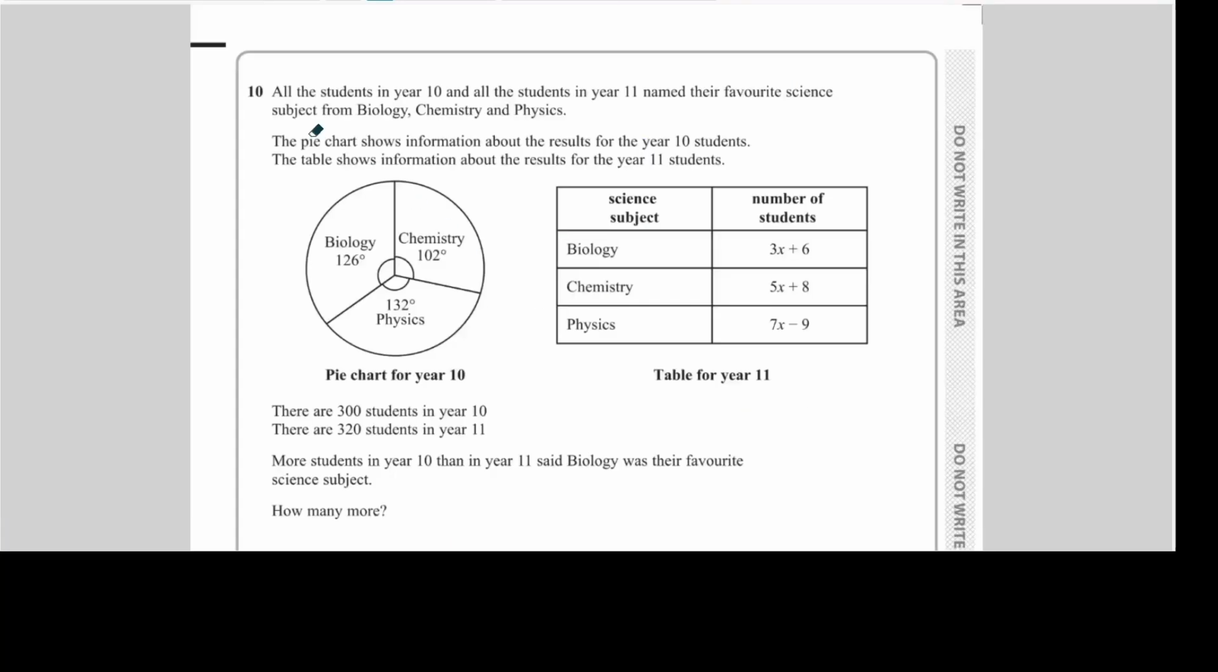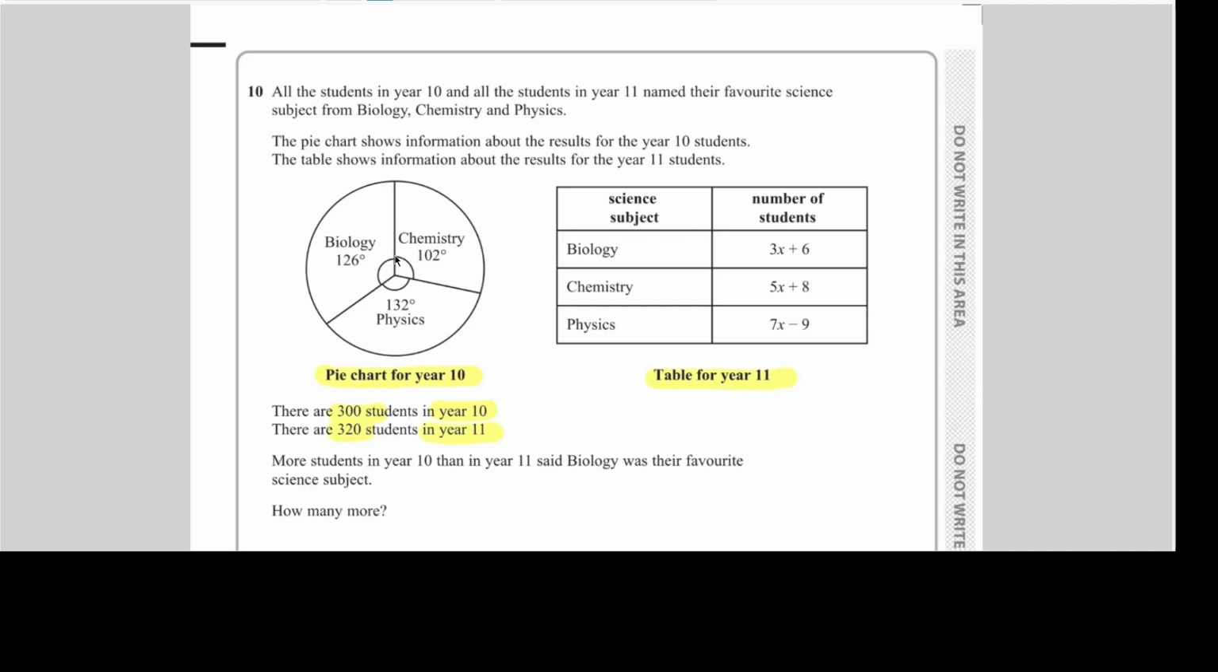Question 10. All the students in year 10 and all the students in year 11 name their favorite science subject from biology, chemistry, and physics. The pie chart shows information about the results of year 10 students. The table shows information about the results of the year 11 students. So this is for year 10, this is for year 11. There are 300 students in year 10 and 320 students in year 11.